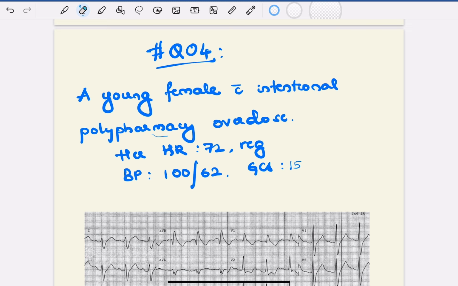In the last one of the shorts, I asked you regarding question number 4. That question goes like this: A young female with intentional polypharmacy overdose, her heart rate is 72, which is regular, and BP is around 100 by 62, and GCS is 15. Her ECG is given below. What is the diagnosis? That question's answer is going to be discussed in this video. Please watch it carefully. This is an interesting ECG to interpret.